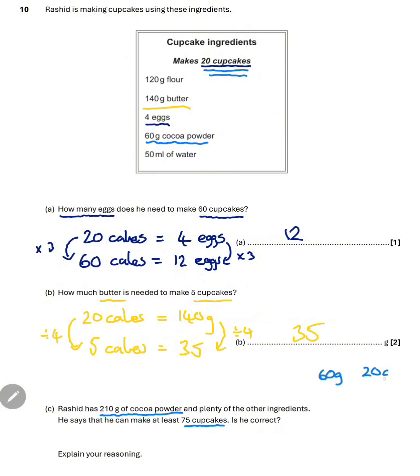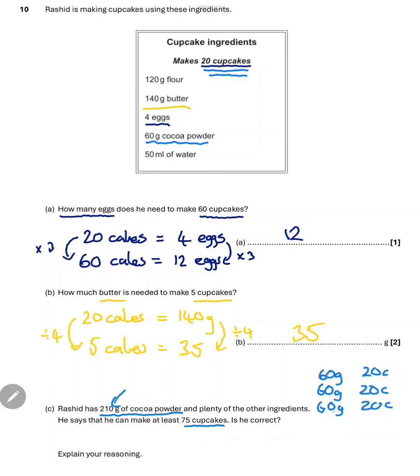What I'm going to do is count up in 60s and also count up in 20s until we get to 210. So let's do that. We can say another 60 will be another 20. That's 40 altogether. Another 60, another 20, another 60, another 20. I'm just going to check how much cocoa powder I've used. 60, 120, 180. That's 240. No good, I've gone too far.